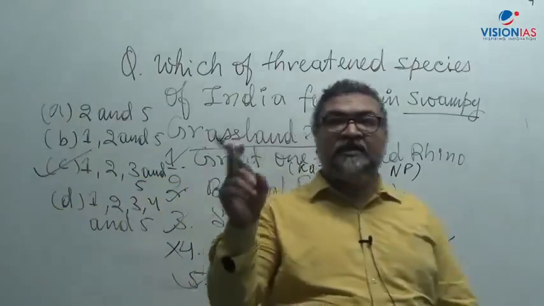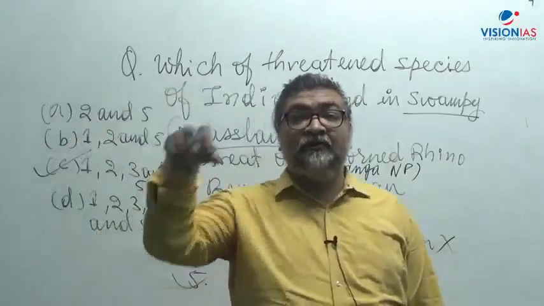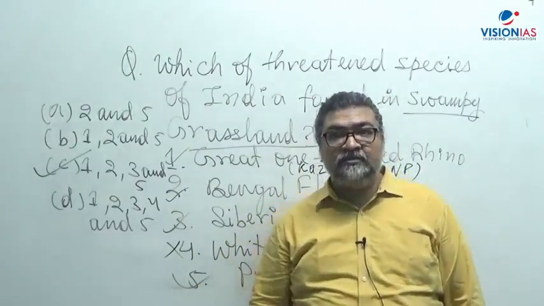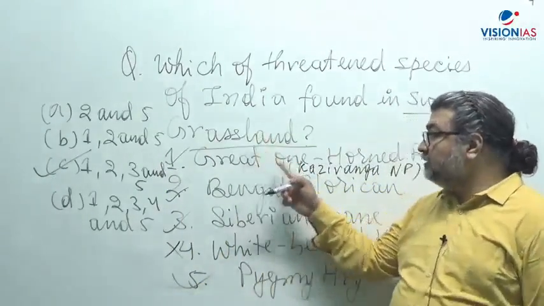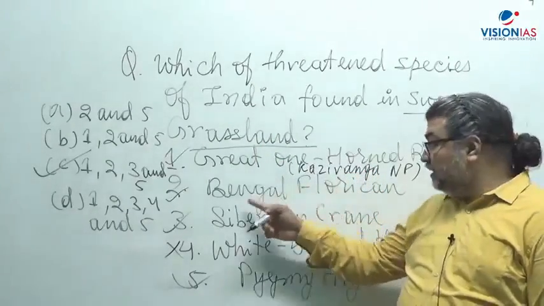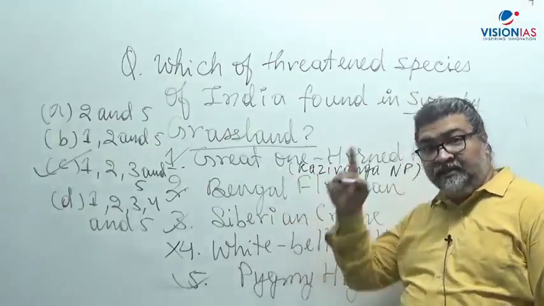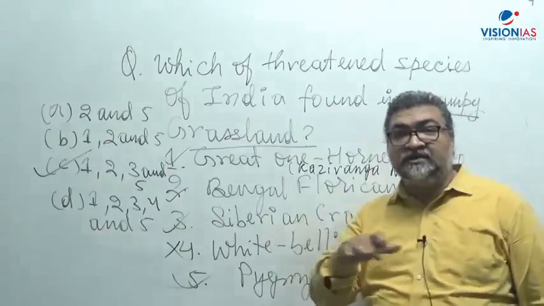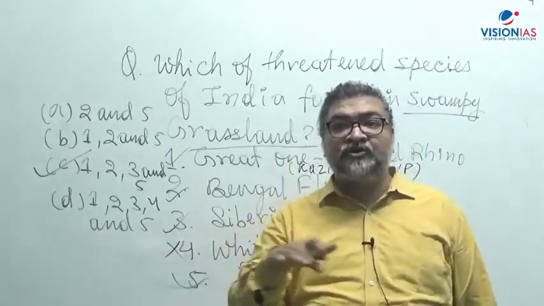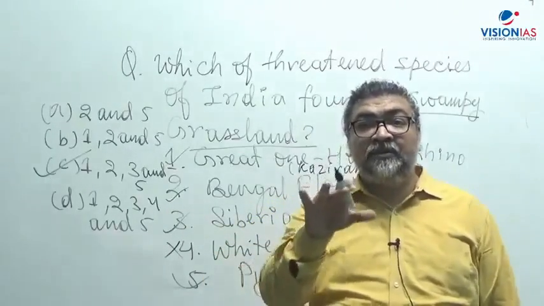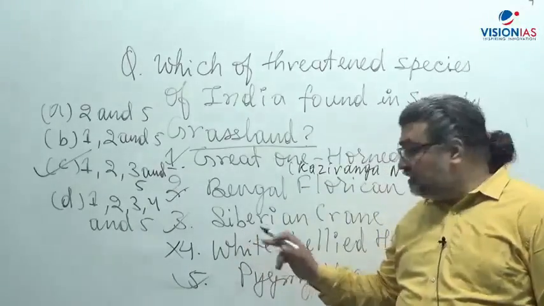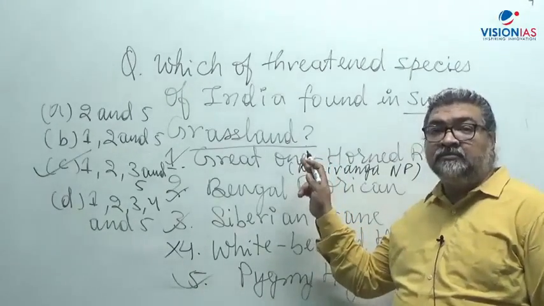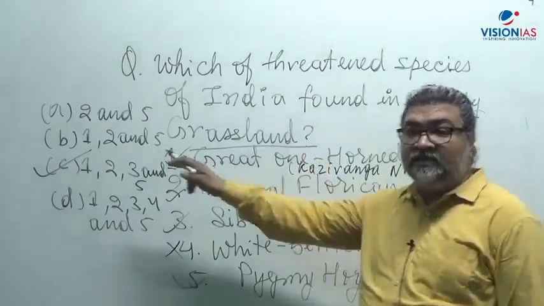Pygmy hog is found in areas like Kaziranga and Manas, where you find rhinoceros. And the habitat of rhinoceros is swampy grassland. Right? So again the answer is 1, 2, 3. Great one-horned rhino, swampy area. Bengal florican also lives in that kind of area. Siberian crane in Keoladev, again you have a swamp and grassland area, marshy land there. White-bellied heron, river bank with gravel and rocks. In Namdapha, that's the area where you have the white-bellied heron. Pygmy hog lives in the company of Bengal florican and rhinoceros in Assam, Manas and Kaziranga. So the answer is 1, 2, 3 and 5.